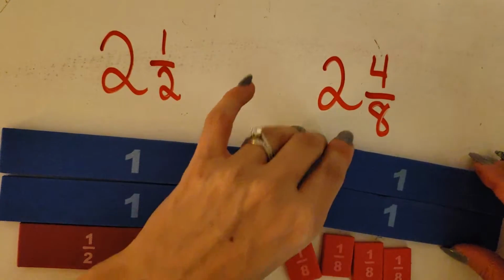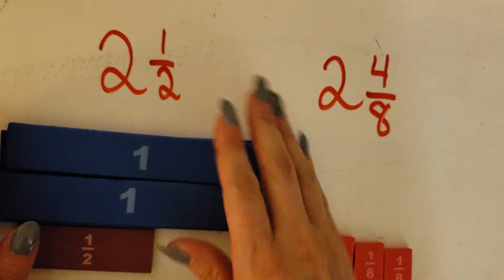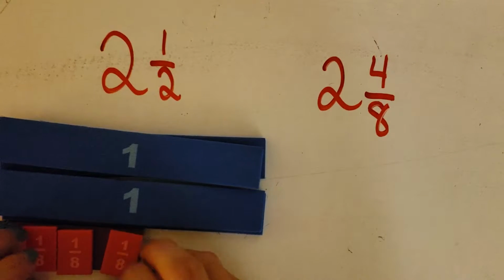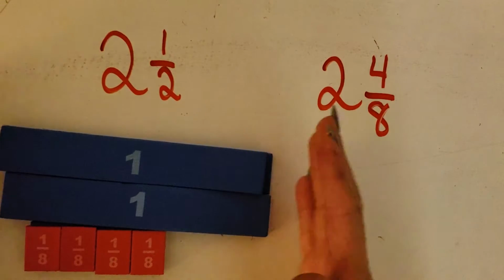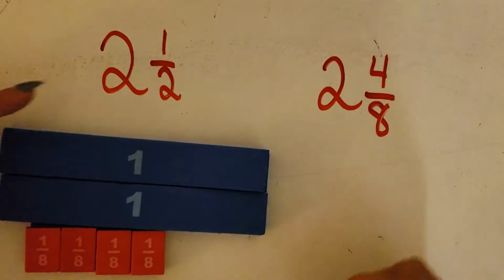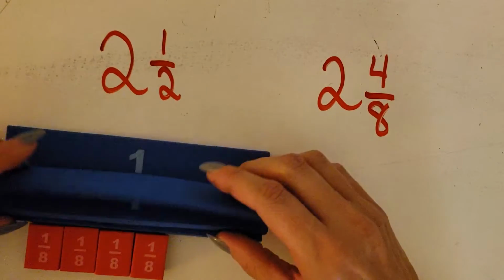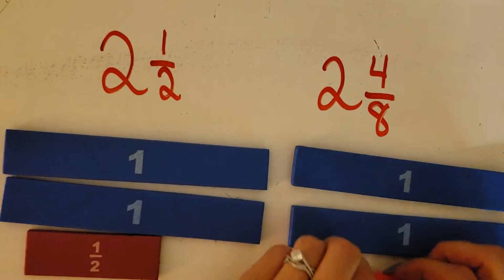So you know it's the same because if you put it right on top of each other, you won't have any difference. They are equivalent. They're the exact same amount. Even though it looks like a different number, they are actually the same amount. So that's why it is an equivalent fraction.